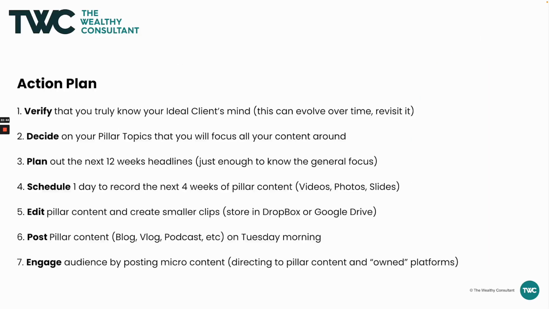All right. Now, let's talk about the action plan and what that would look like. Number one, verify that you truly know your ideal client's mind. This can evolve over time, so you're going to need to revisit it. This is something we talked about a lot, so I won't go too far into that. Number two, decide on your pillar topics that you will focus all your content around. It's key that you stay consistent with the topics so that the audience has an opportunity to pick up on what it is that you're really all about. If you're constantly talking about different things, they'll never really be able to pick up on what you stand for, what this person does, right? So you really need to stay within your lane, so to speak.